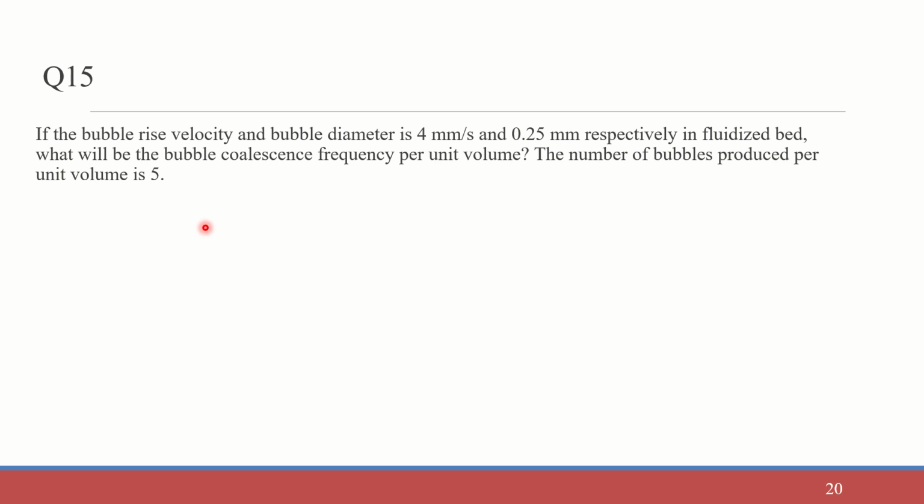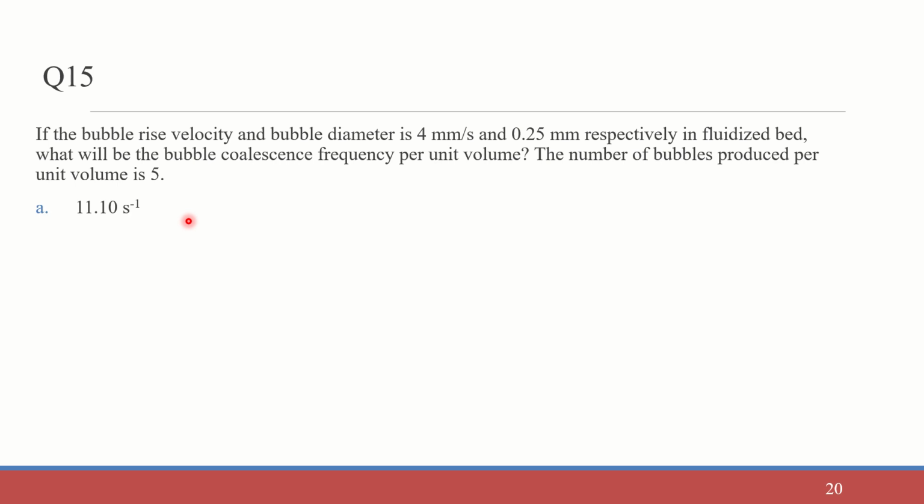So here bubble coalescence is considered, and what is the bubble coalescence frequency per unit volume? Given that we know the bubble rise velocity, bubble diameter, and the number of bubbles produced per unit volume. These three things we know, and we are asked to find the bubble coalescence frequency per unit volume. So let us see the options first.